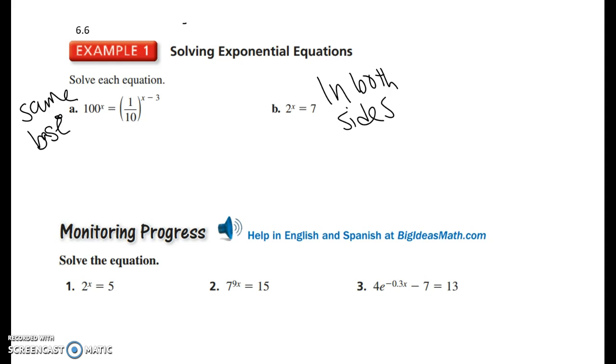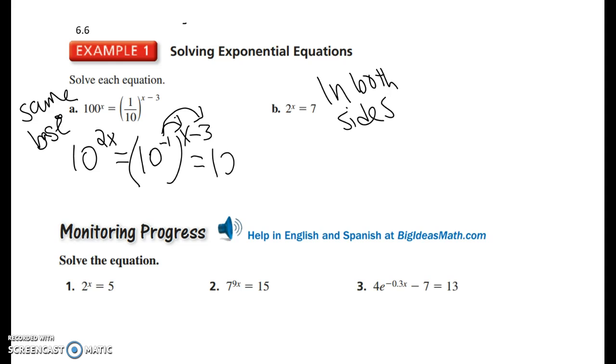So for part A, 100 to the x and 1 over 10 to the x minus 3, I know that my common base is going to be 10. So I would make 100 the same as 10 squared, then to the x, so 10 to the 2x. And then 1/10 is the same thing as 10 to the negative 1 power, and then to the x minus 3. I have to be careful here because when I multiply this, I have to distribute the negative 1 to both. So this is going to actually equal 10 to the negative x plus 3.